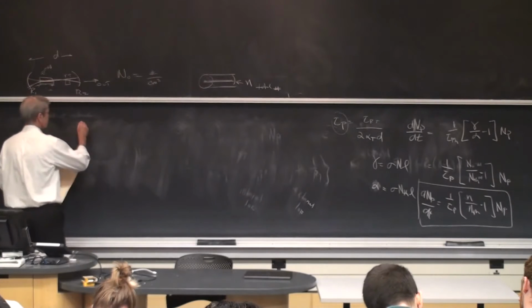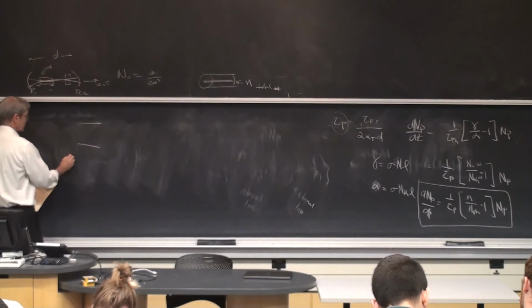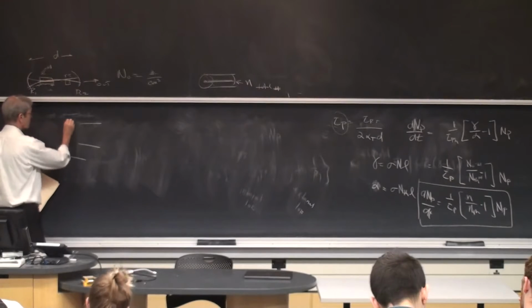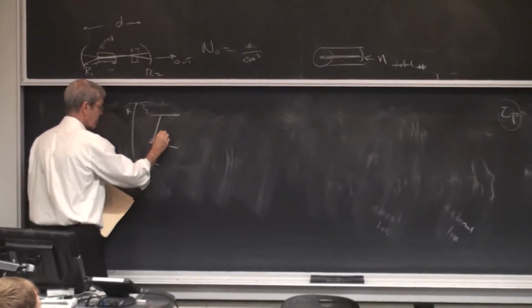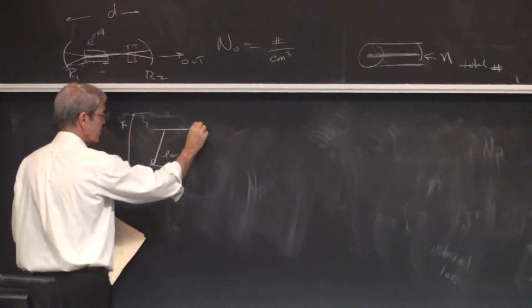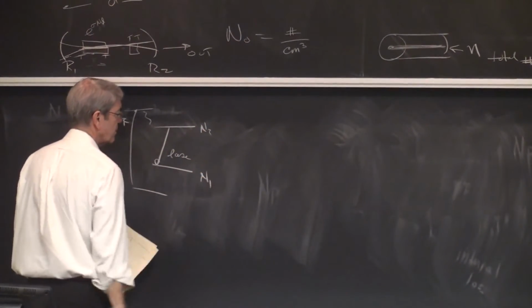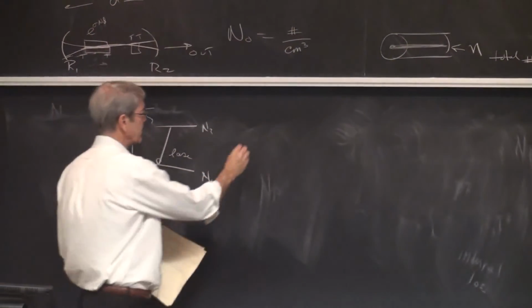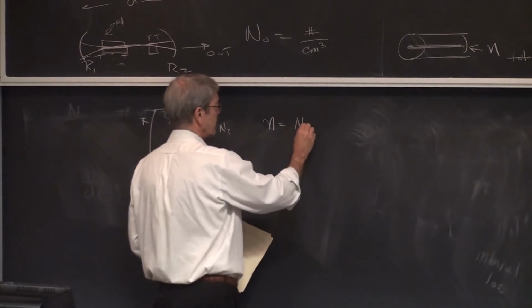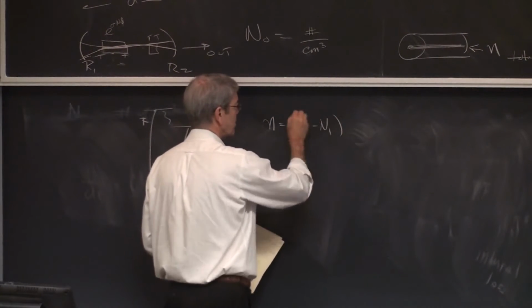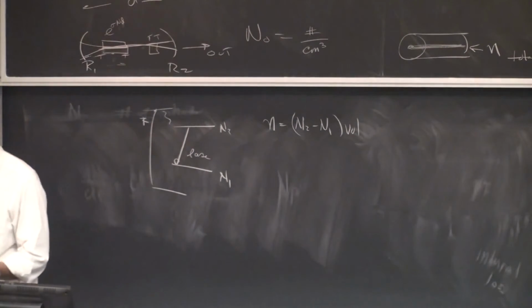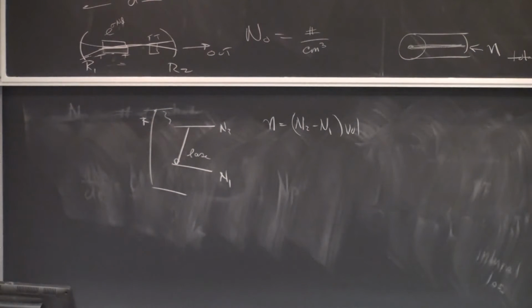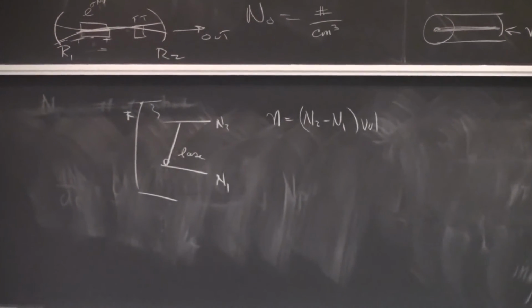We've got these levels here, and let's say it's a 4-level system. We're pumping, it relaxes. Here's our lasing. So here's N2, here's N1, and our little n is just N2 minus N1 times the volume. It's the inversion. What's the total inversion we have there? Now, what happens to the inversion when I have stimulated emission?